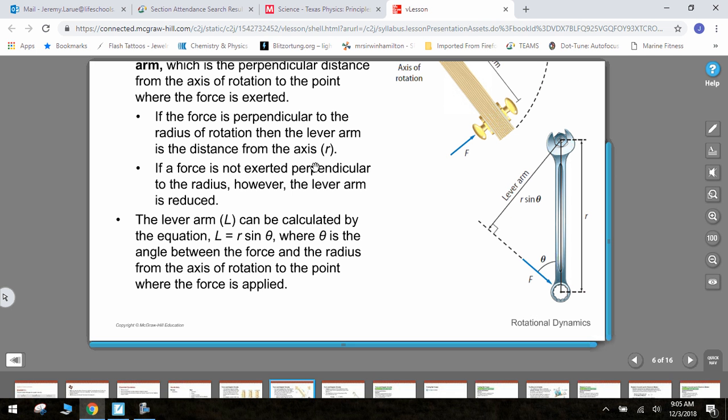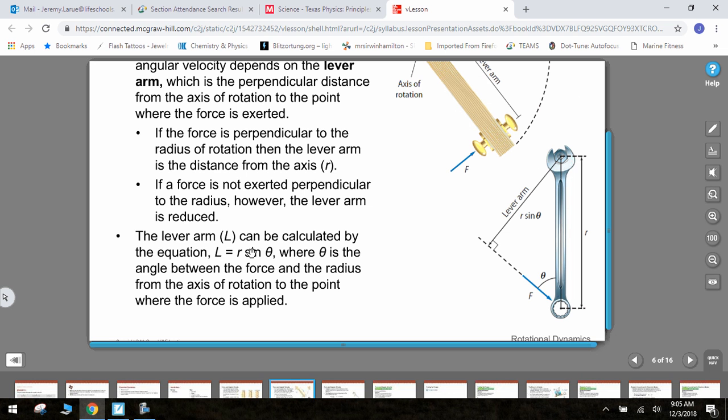Okay. The lever arm L can be calculated by the equation L equals r sine theta, where theta is the angle between the force and the radius from the axis of rotation to the point where the force is applied. All right, so I didn't see a ton of pens moving just now, but pretty sure that y'all should have something written down.